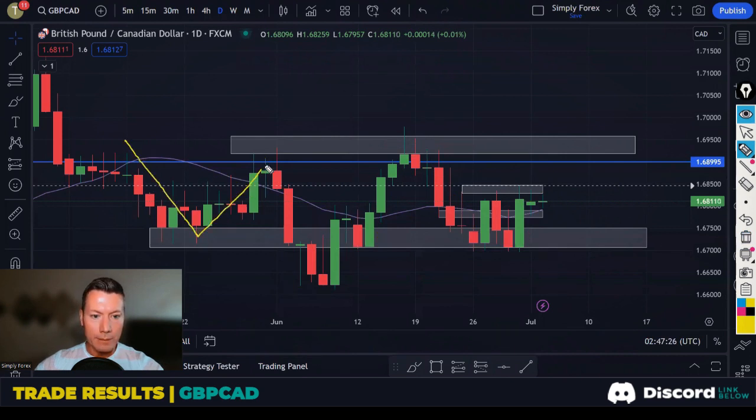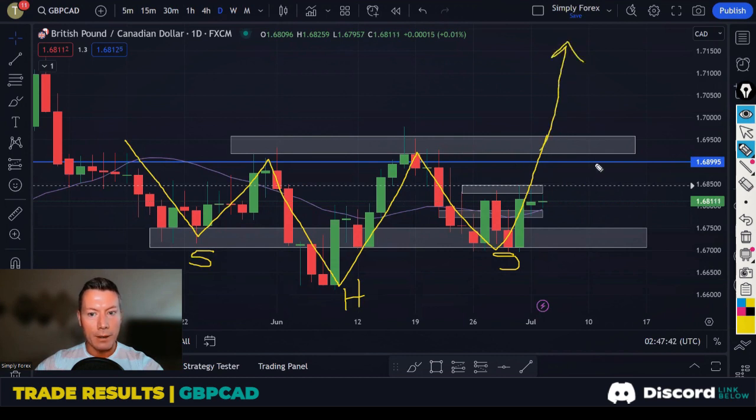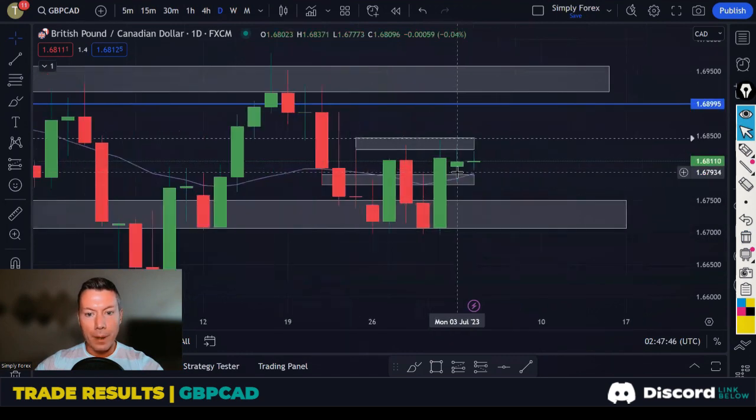We were also seeing a potential head and shoulders pattern. Yeah, so this is the shoulder, this is the head, and this is the shoulder. So potentially an inverse head and shoulders pattern, so you could potentially even come higher. So there were a few things to look for buys.